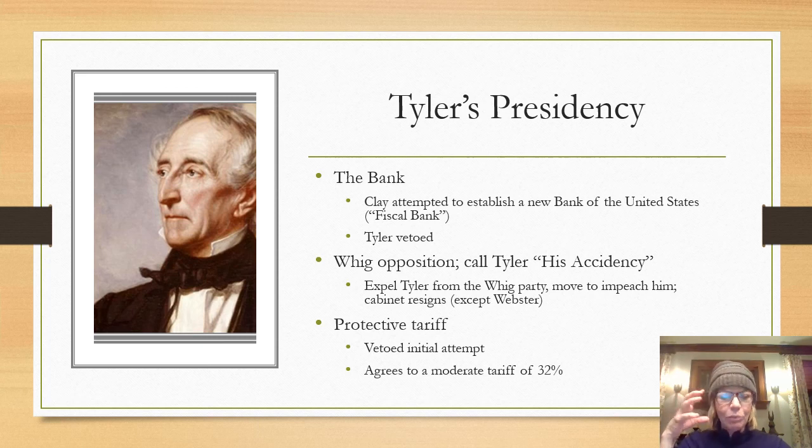And then a lot of people move to impeach him. A lot of Whigs do, except for Daniel Webster. Daniel Webster is the Secretary of State. He is part of that great triumvirate between Clay, Calhoun, and Webster, these three greats in Congress at this time. There's also a protective tariff, and he vetoes that too initially. Eventually, he agrees to one that's a little bit more moderate. So he's at war with his own party.